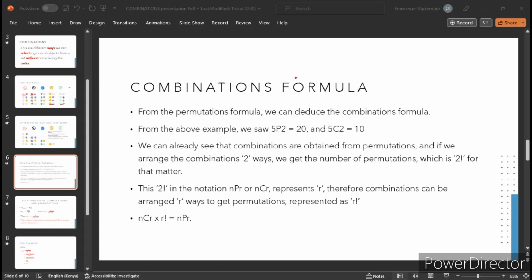For that matter, these 2 factorial in the notation n permutation r, or n combination r, represents r factorial. Therefore, combinations can be arranged r ways to get permutations, represented as r factorial. That is, n combination r multiplied by r factorial is equal to n permutation r. Have we understood what you had just read, or do you need some extra explanation?